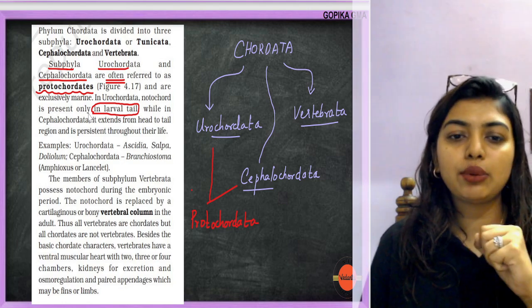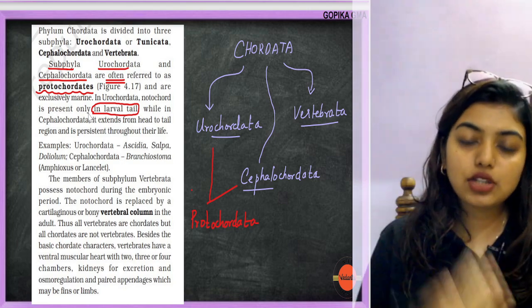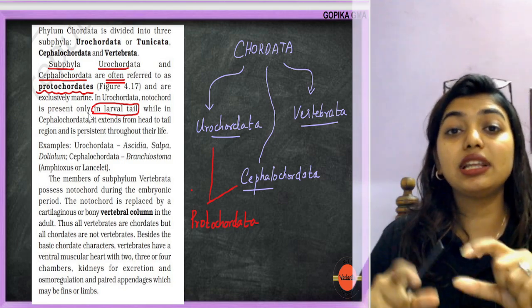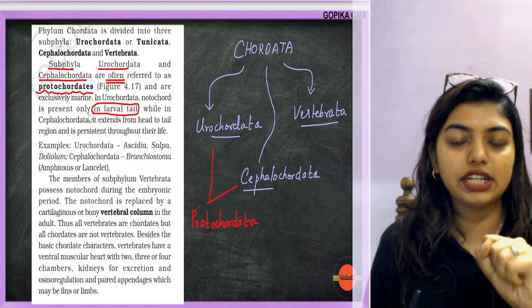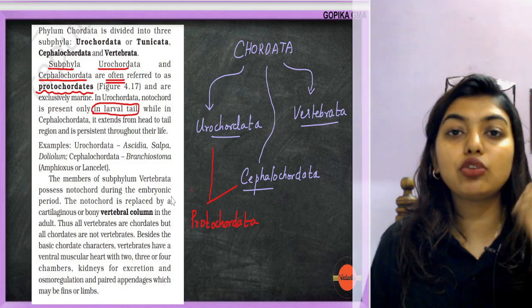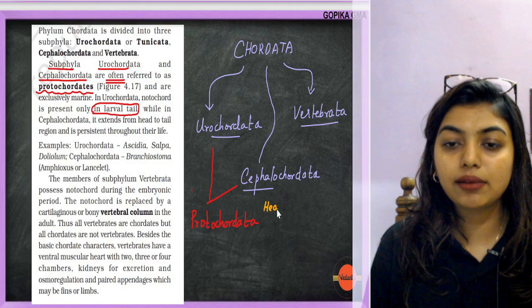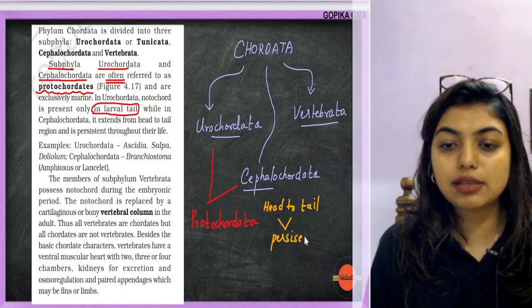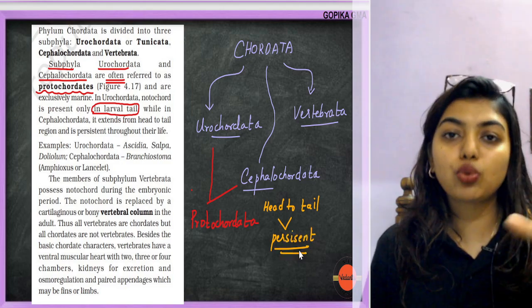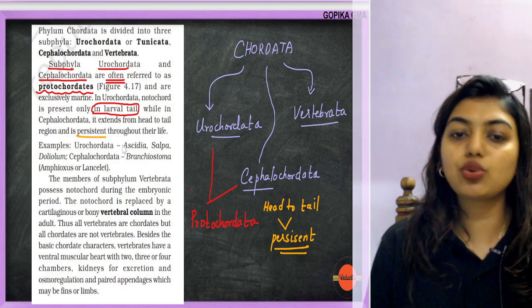So in Urochordata, what is exactly happening? There is a notochord, no doubt, that's why it falls under Chordata. But the notochord is only present in the larval tail. In adults, this notochord is not seen. But in Cephalochordata, cephalo means head, right? The entire notochord goes from head to tail, and it is persistent. It's not like it disappears after some time. It is persistent throughout their lifetime.